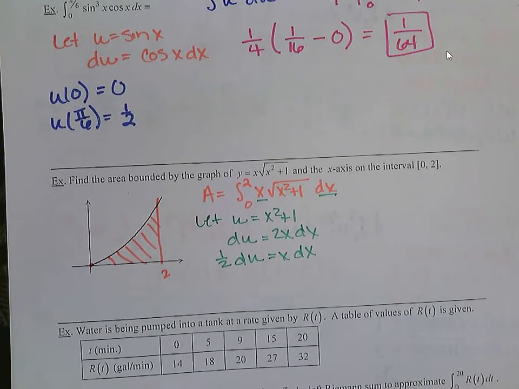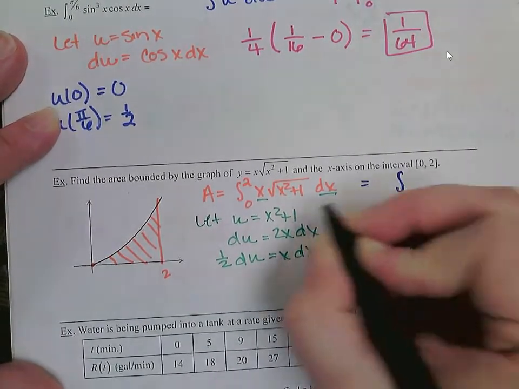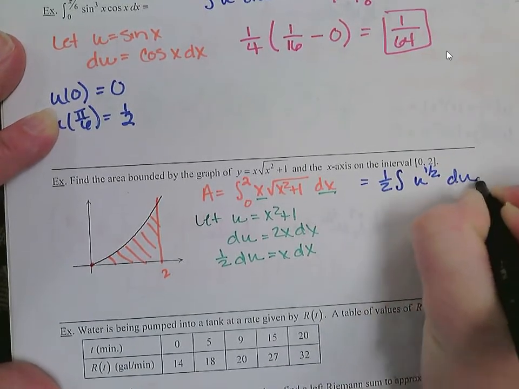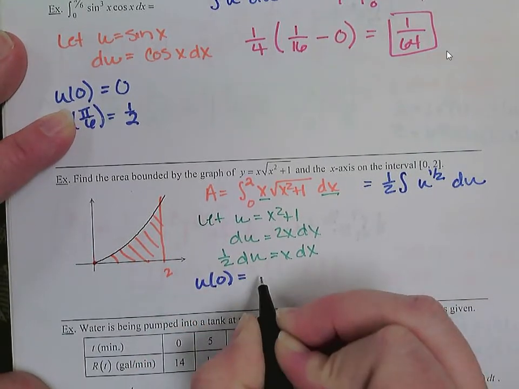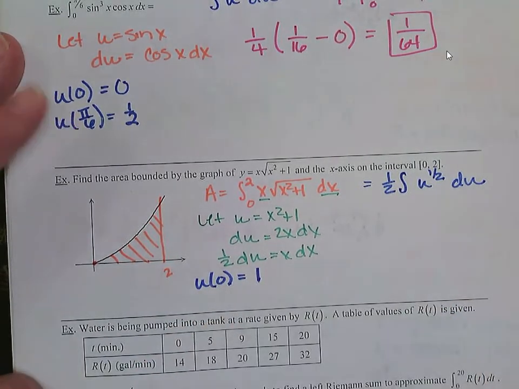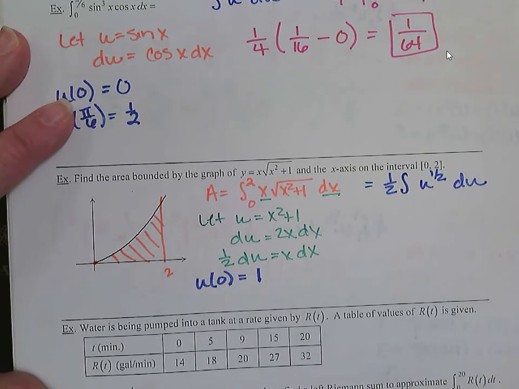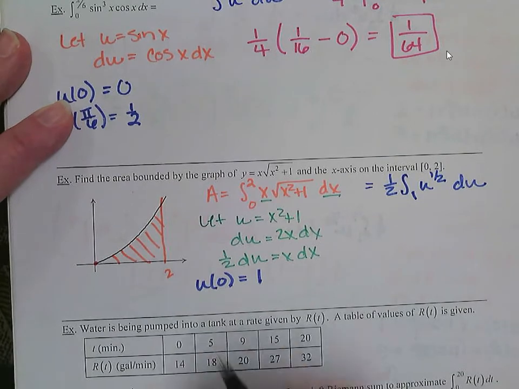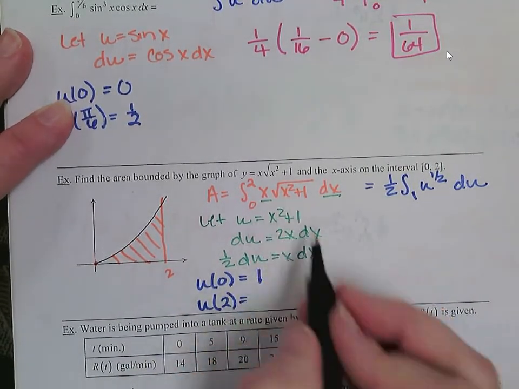So then I've got the integral of u to the 1/2 times 1/2 du. If x is 0, then u is 0 squared plus 1. I am, if I put the right bounds. With the right bounds, that's technically correct. So my lower bound is 1. U of 2 would be 2 squared plus 1, 5.